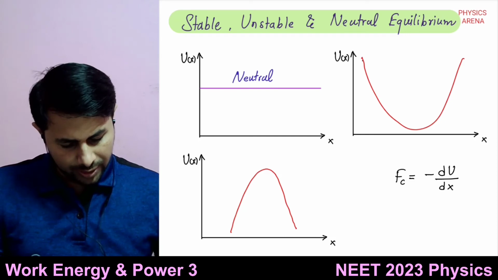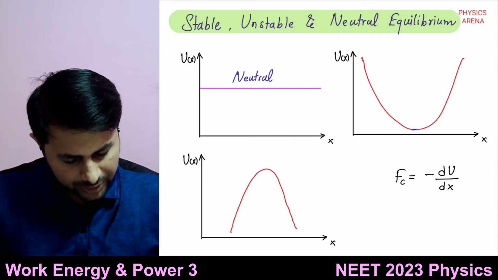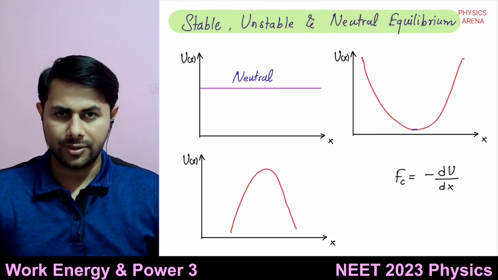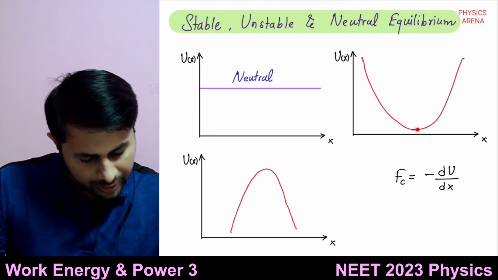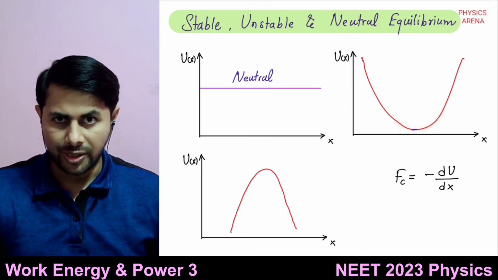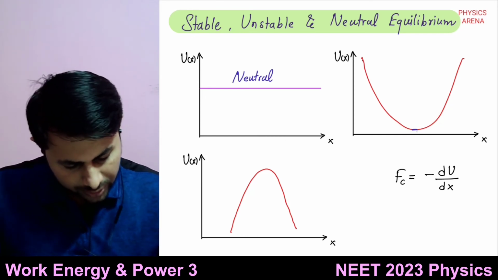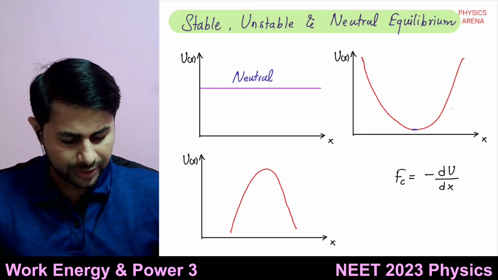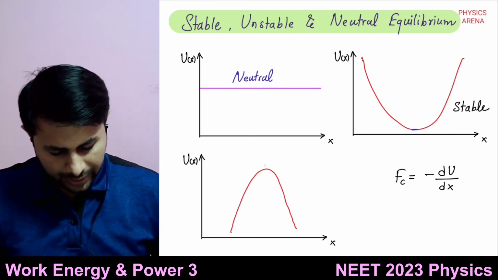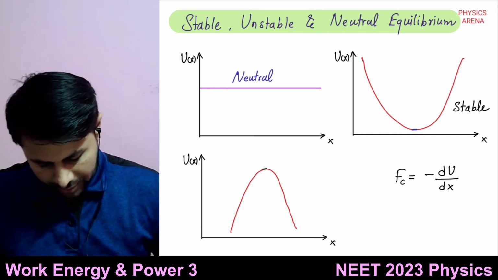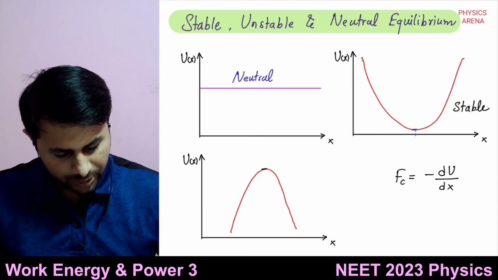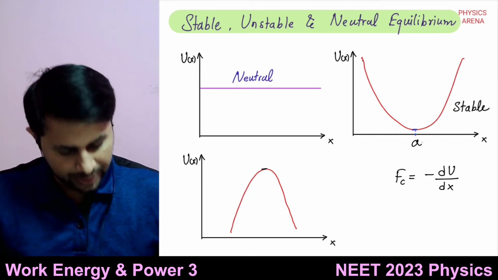Okay. So here the slope of potential energy is 0 at this point. And it increases if you go towards left or towards right of this point. So this kind of equilibrium is known as stable equilibrium. It is at this point. Let's call it point A.